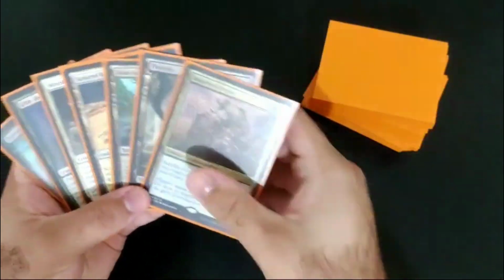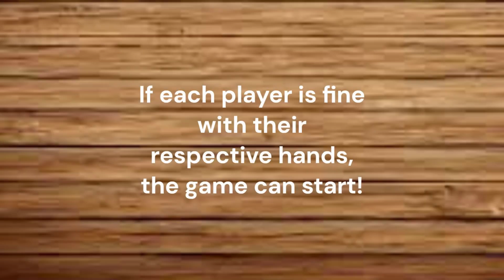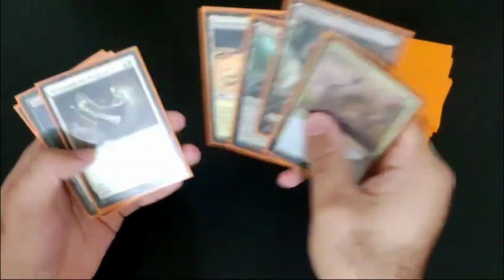Now it's time to take a look at the cards in your hand and look for a few lands and some spells that can be played with them. If each player is fine with their respective hands, the game can start. When a player does not want to keep their starting hand, they can take a mulligan.